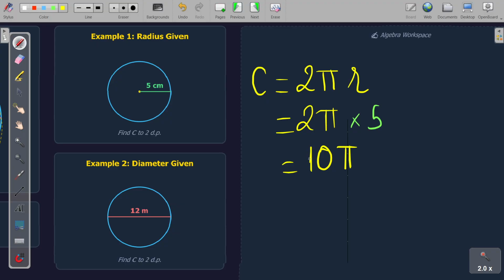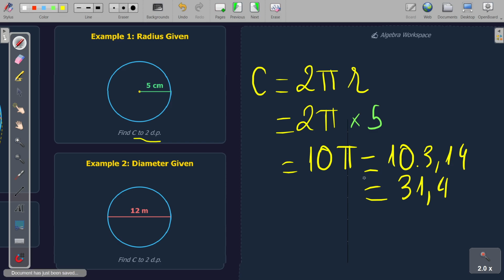10 multiplied by pi. Now, if a question asks for the exact answer, you want to stop right here. You want to leave the pi symbol in the answer. You don't want to convert it into actual decimals. Again, I know that it's saying 2 dp, which is 2 decimal places, so you can think of 10 pi here as 10 times 3.14, and this will give us 31.4. So 2 decimal places, that's it. If it's not asking for decimal places, then just leave it as it is. That's it. Okay? Let's go to our next one.